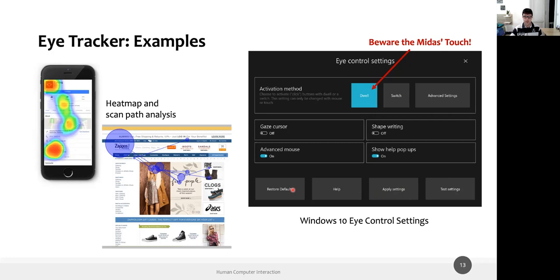So in this way, I can read everything. I can read the restore defaults. The important thing is that if I don't want to select this, I just need to move to another element, any other element, before this time lapses. So if this is 10 seconds, I have less than 10 seconds to read this if I don't want to select this. If I want to select this, I need to look at this button, anywhere in the space of this button, for 10 seconds. After 10 seconds, this button is clicked.